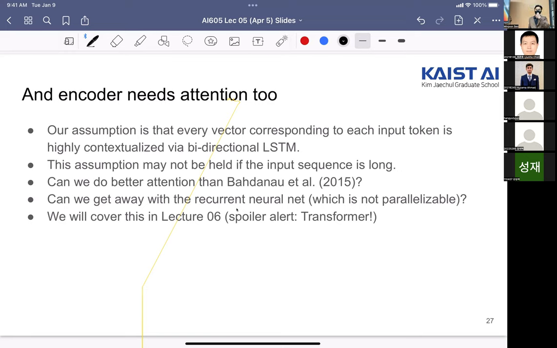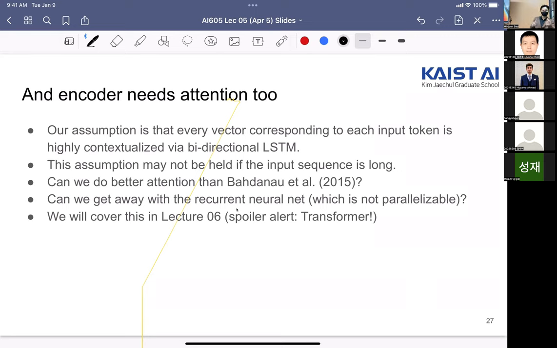But then people are realizing that understanding the input side with just the LSTM is not enough. They need some sort of attention on the encoder side too, because if you're talking about really long sentences, then there's some long-term dependency, and that long-term dependency cannot be handled well by the LSTMs. So can we do better? That was one direction. So we need some attention on the encoder side.